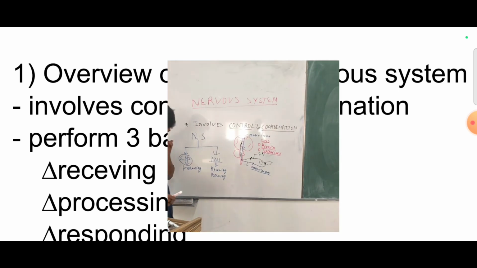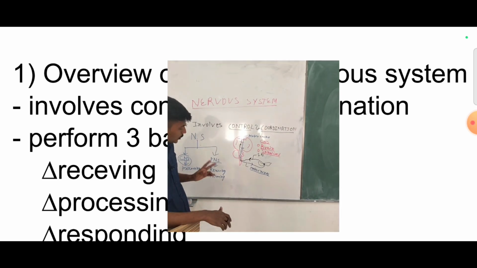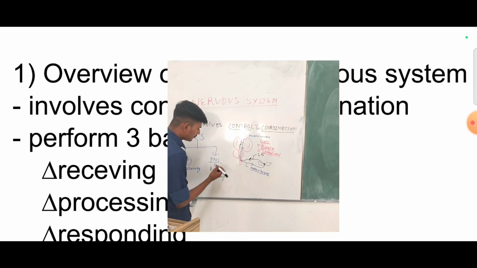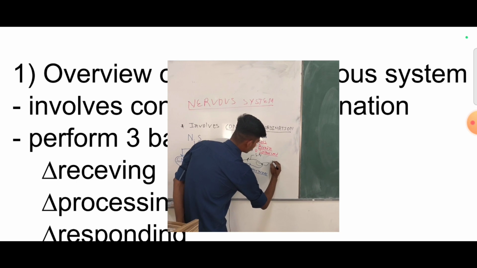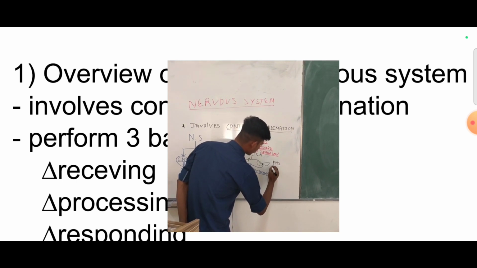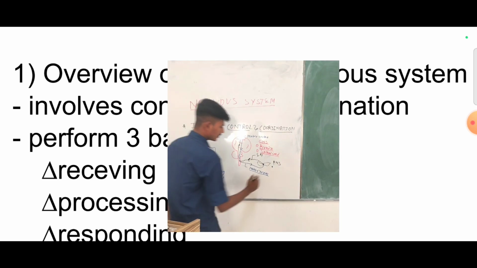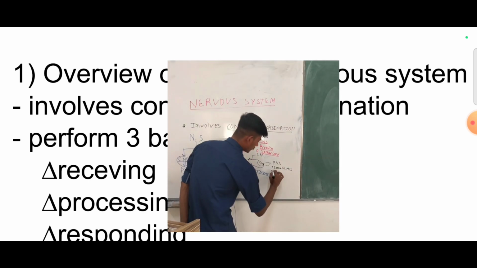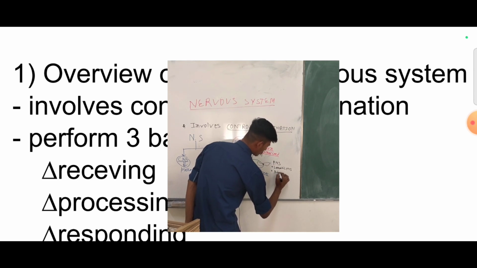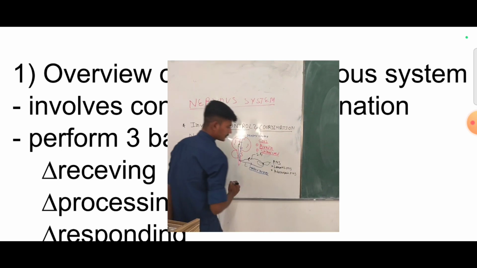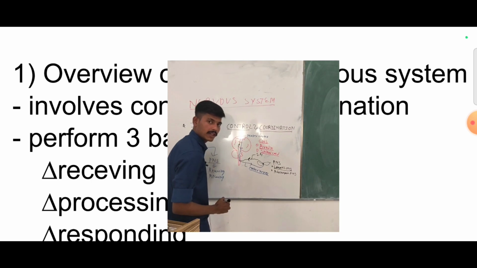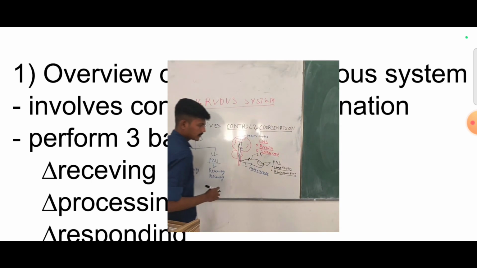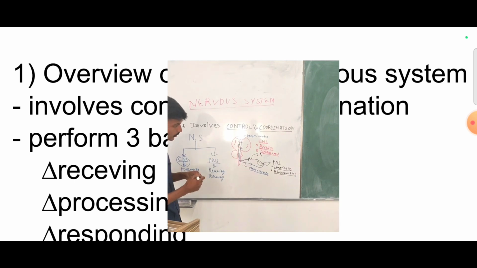Whereas for the peripheral nervous system, there are two divisions. The first division is called the somatic peripheral nervous system, clear? And another one is the autonomic peripheral nervous system. Write down these words: autonomic peripheral nervous system, clear? The first one is somatic peripheral nervous system, and another one is autonomic peripheral nervous system. Clear? I will tell you what it means.